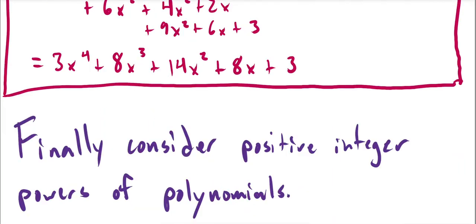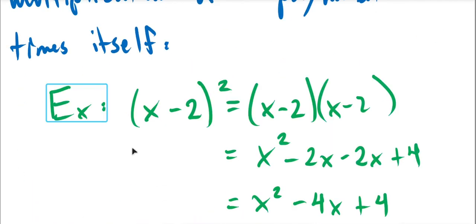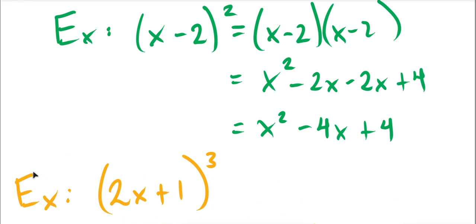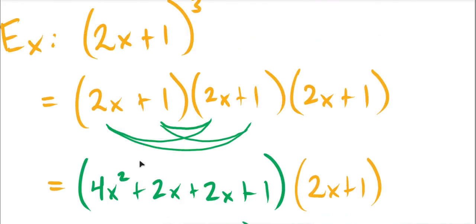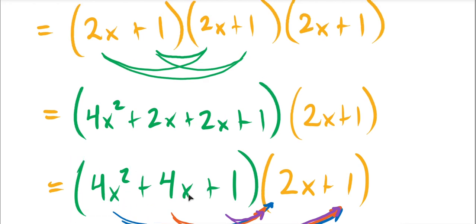Finally, let's consider multiplying polynomials by themselves. Let's consider the positive integer powers of polynomials. So remember, all positive whole number powers can be thought of as repeated multiplication. So for example, I could think of x minus 2 squared as x minus 2 times itself. We FOIL, we combine like terms, and we get x squared minus 4x plus 4. Likewise, if I wanted to think of 2x plus 1 to the third power, this is 2x plus 1 times itself, 3 times in total. Let's FOIL the first two, and after collecting like terms, we'll get 4x squared plus 4x plus 1.